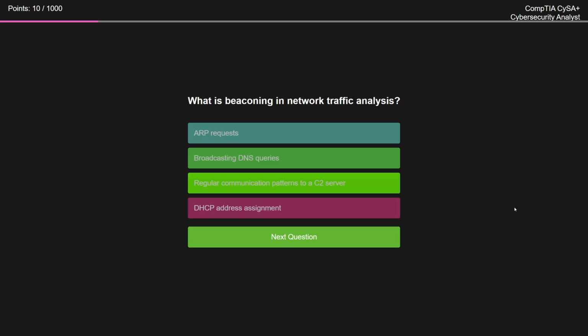And that's why, if you're seeing outbound traffic that's sending a lot of data out, you know that's a command and control server. The reason it wasn't ARP request is because an ARP request doesn't necessarily say what beaconing actually is. Broadcasting DNS queries also doesn't say it. Assigning an IP address with DHCP does not signal what beaconing is. So that is why regular communication patterns to a C2 server is correct.